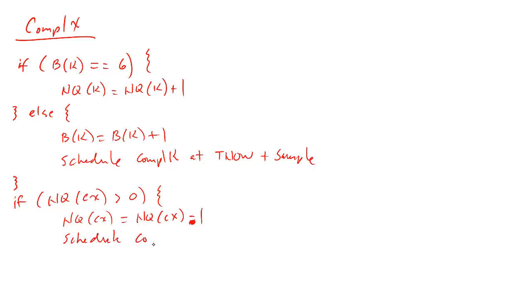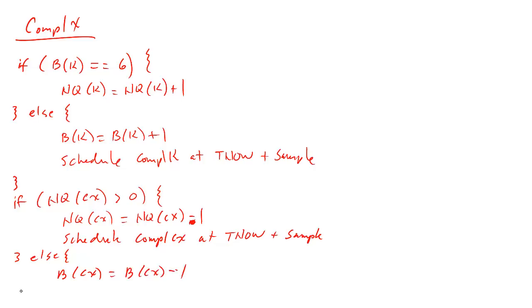schedule completion CX at T now plus sample. Keeping in mind that this sample and this sample are different. I'm just sampling observations. In this case, I'm sampling the cooking time distribution, and in this case, I'm sampling the service time distribution at the cashier. Otherwise, BCX equals BCX minus 1. In this case, the cashier becomes idle.